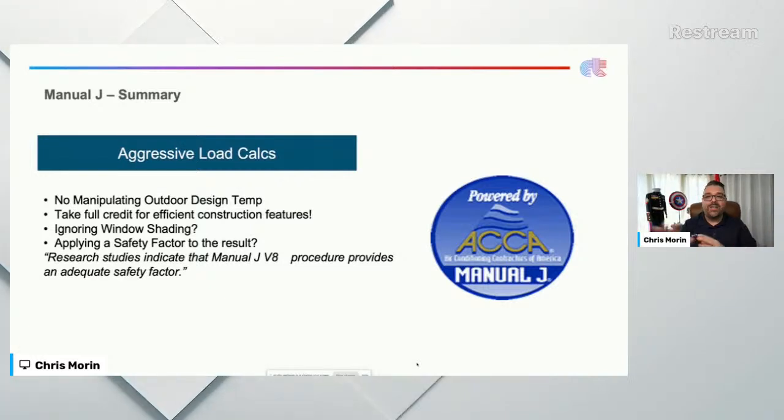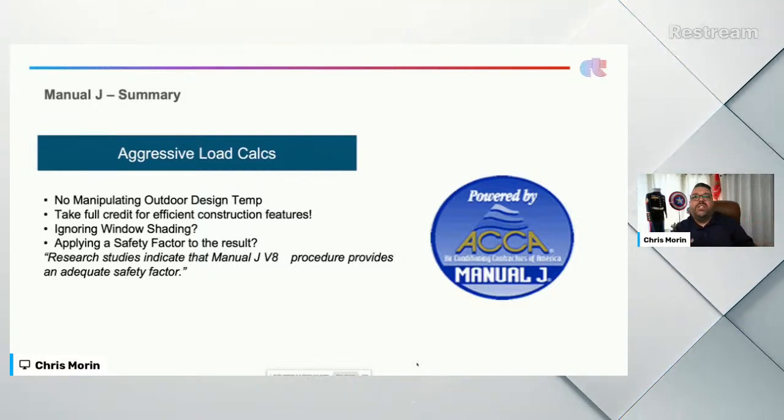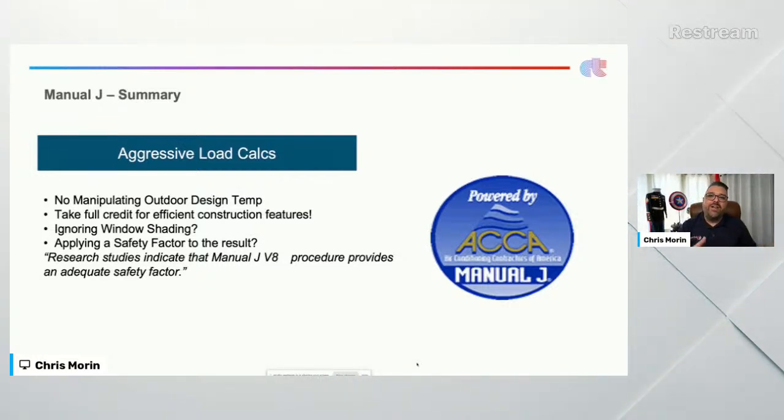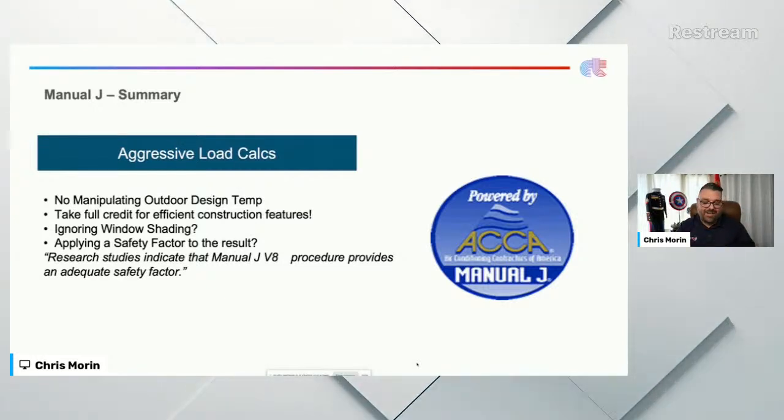All right. So there's no need to manipulate temperatures or ignore window shading and put little insulation in the attic when it's much higher. Do what's actually there. Do an aggressive load calculation, and you're going to pass for code, right? And you'll be able to select the right size piece of equipment and sleep at night, knowing that you did the right thing.